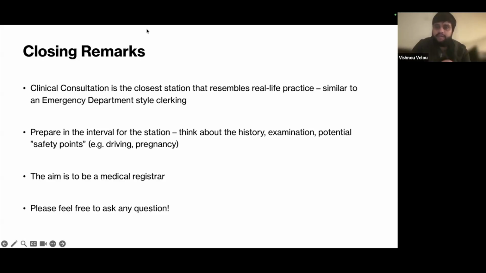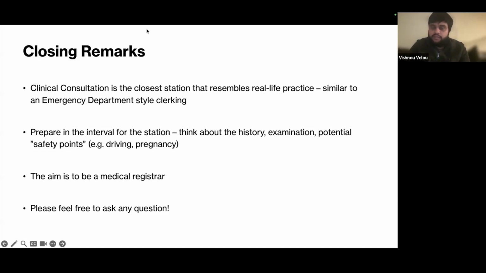You have to prepare for the station before you go in. So that 5 minutes is really, really important. I can't emphasize that enough. If that's the only thing you're going to take away from this session, please take away that. And the final thing is also think about safety points. Sabrina actually sort of touched on that.